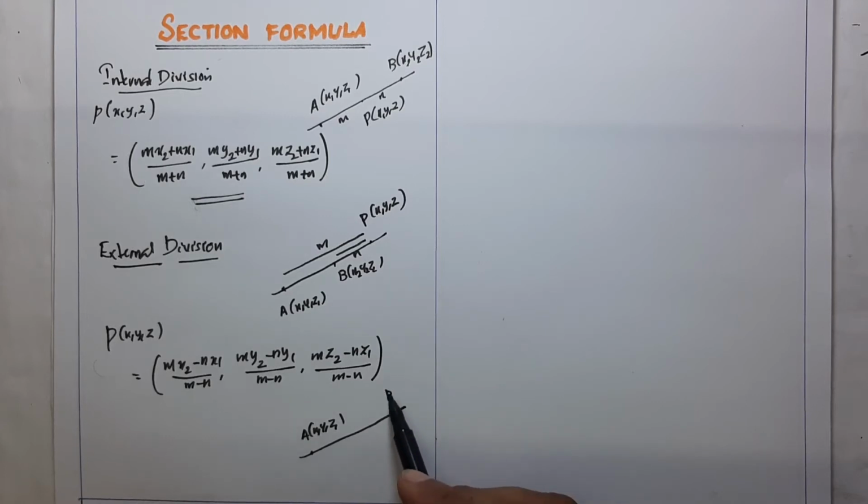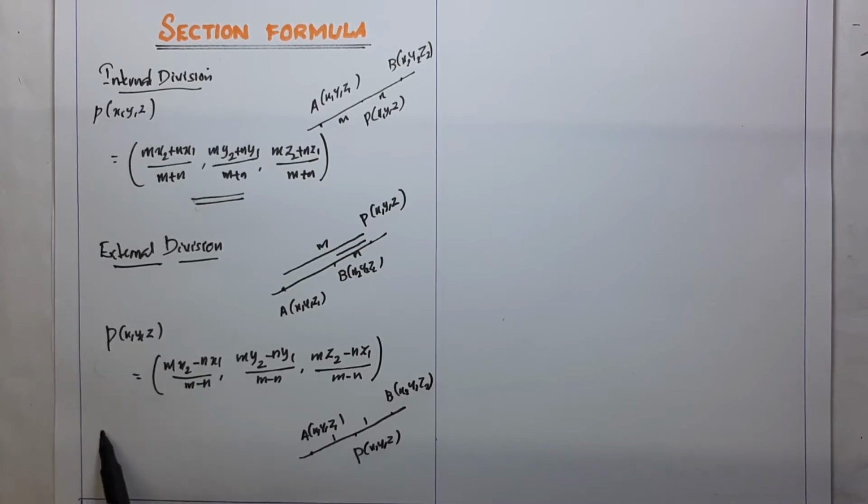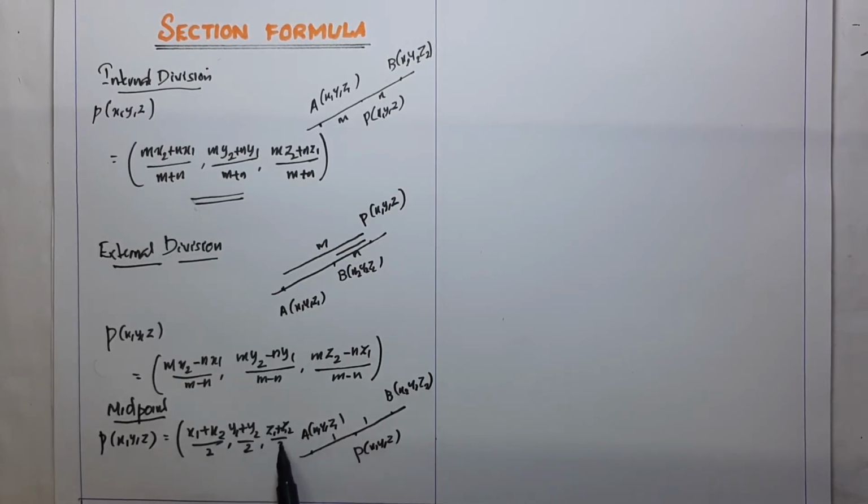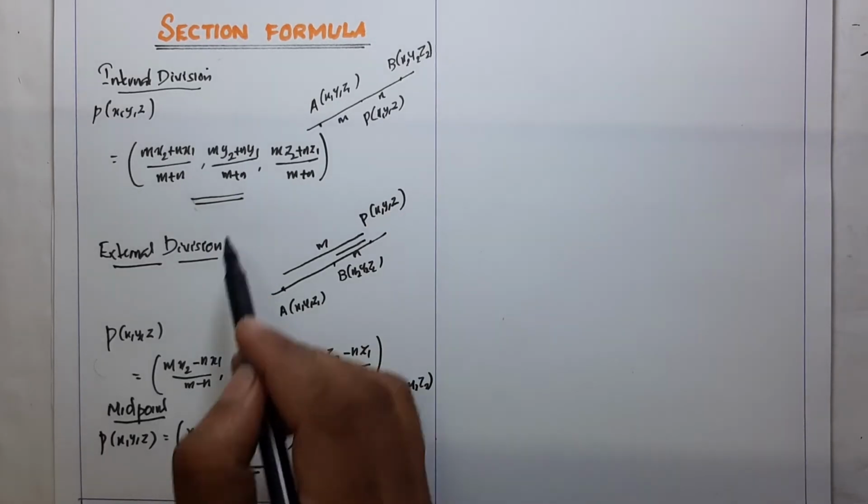And last, a line that passes through two fixed points A(x1, y1, z1) and B(x2, y2, z2). P is the midpoint of the line segment joining A and B. Therefore, P divides AB in the ratio 1:1, and the point P(x, y, z) is called the midpoint formula. P(x, y, z) = ((x1 + x2)/2, (y1 + y2)/2, (z1 + z2)/2). This is called the midpoint formula.